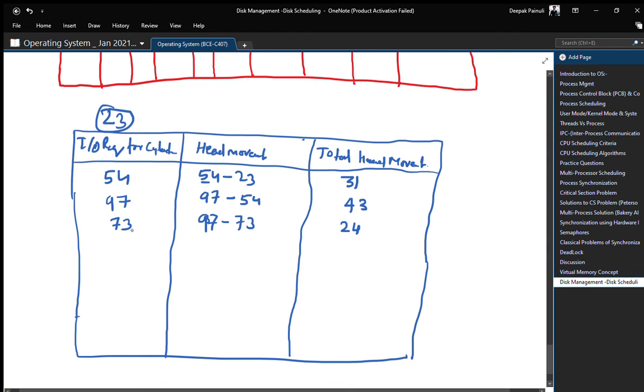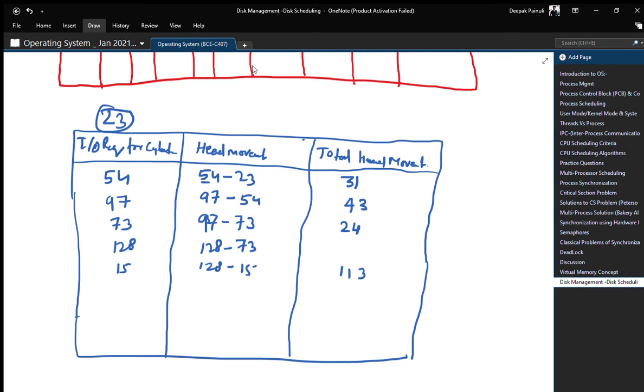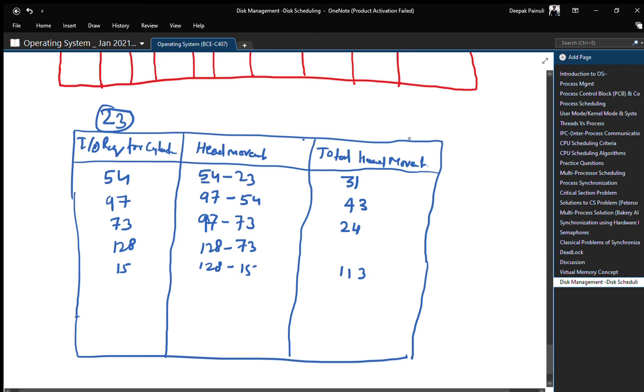And next request is for 128. So 128 minus 73, total head movement will be 113. Next request is for 15. 128 minus 15, sorry, 113 is for this one. This one is 55.